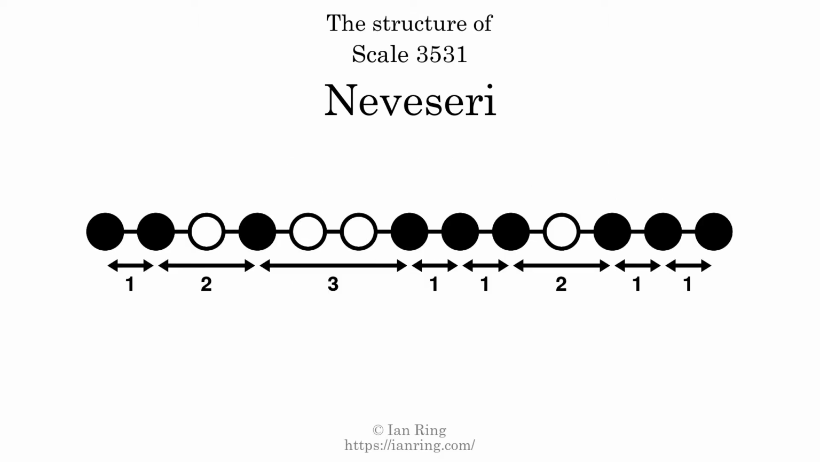The structure of a scale is a description of the interval distance between each successive tone. This scale has a structure of 1 2 3 1 1 2 1 1.